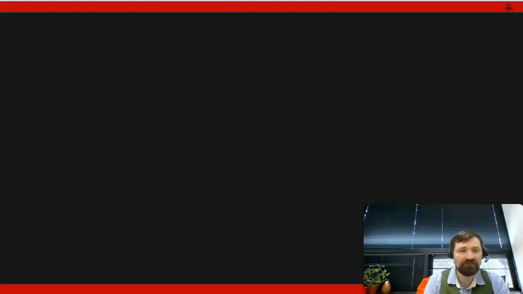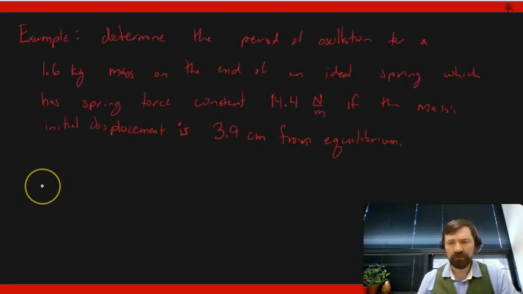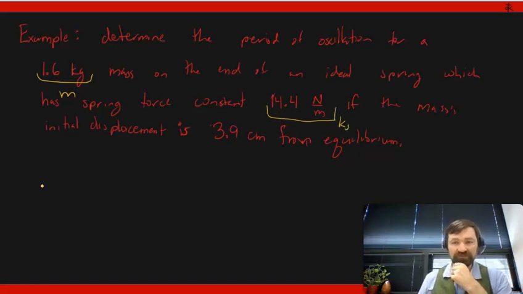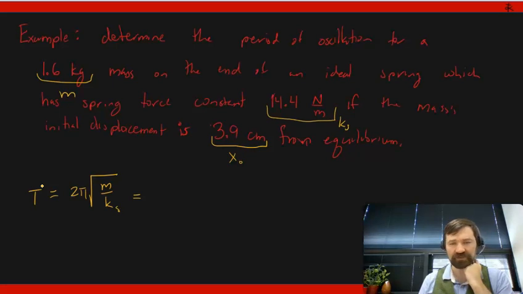All right, so we have a simple harmonic oscillator system with a spring and mass. We know that the mass, m, is 1.6 kilograms. We know that the spring force constant, Ks, is 14.4 newtons per meter. We're even given the initial displacement, x naught. We want to know what the period of oscillation is. Well, T should be 2 pi times the square root of m divided by k, or Ks if you'd prefer.